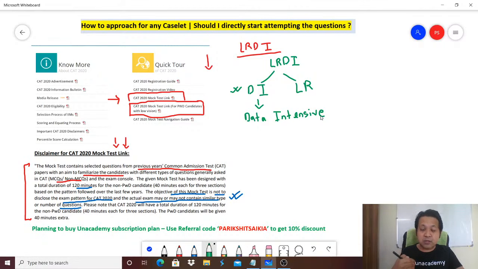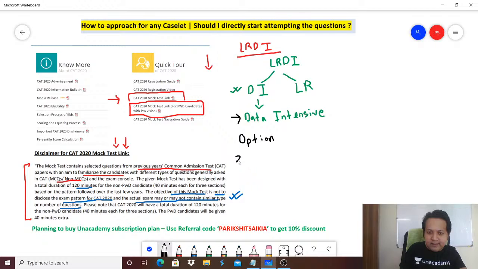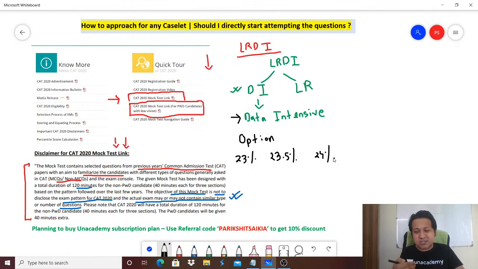Now, why do I say that you need to look at the questions first? It's very simple. If it is a data intensive caselet, you need to do a lot of calculations. Depending on your answer options, you will decide how much calculation is required. If the answer options are somewhere like, let's say, 23%, 23.5%, 24%, and probably none of these, there is not much scope to do what? Approximation. You cannot do too many approximations, and probably you have to do a lot of calculations.